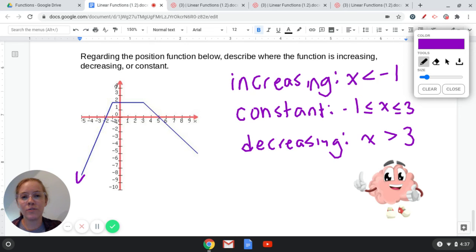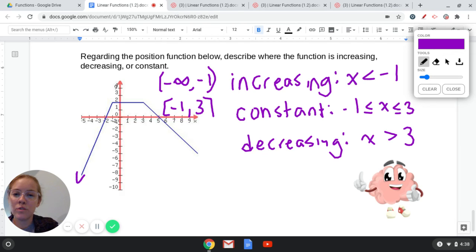And that's all you would need to do to describe where the function is increasing. I've mentioned before, if you don't like using these inequalities, you can use bracket notation. That's always okay. So I'll just write that on the other side. This increasing would be from negative infinity until -1 with a parenthesis, because this -1 we just decided it wasn't included in the set. So constant then would be bracket -1 to 3 bracket because they're both included.